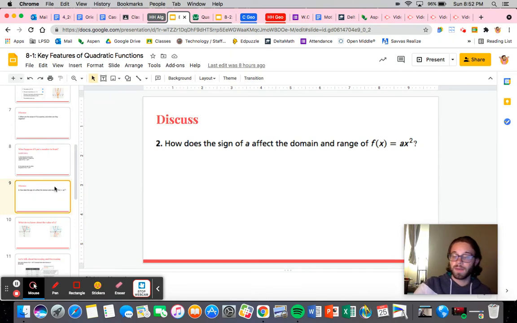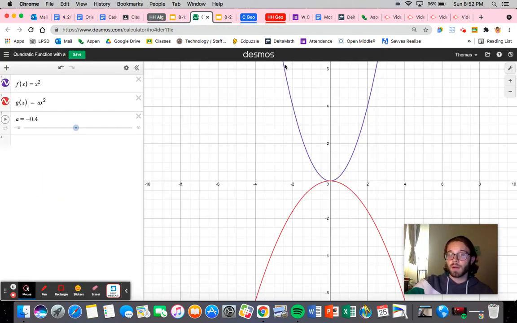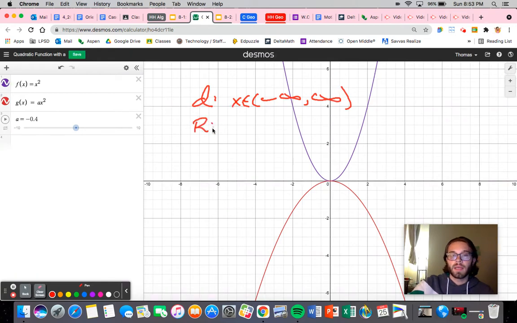So how is that going to affect the domain and range? Well, obviously, as you can see here, in general, the domain was negative infinity to infinity, all right? This is in general what we're going to have. And my range, we go from 0 up to infinity.